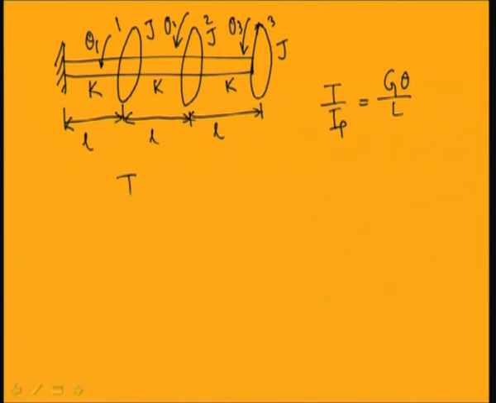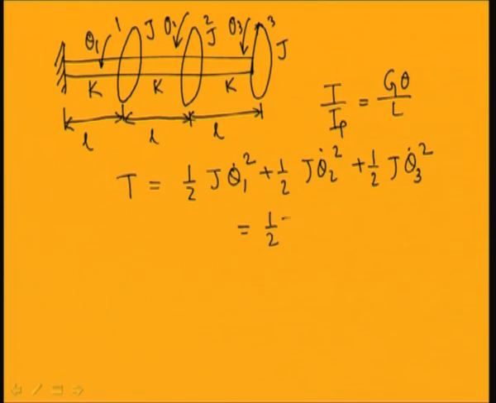Now let us find the kinetic energy of the system. This kinetic energy T will be equal to half J theta 1 dot square plus half J theta 2 dot square plus half J theta 3 dot square. As we are considering the same J for all three, it can be written as half J into theta 1 dot square plus theta 2 dot square plus theta 3 dot square. This is the kinetic energy of the system.